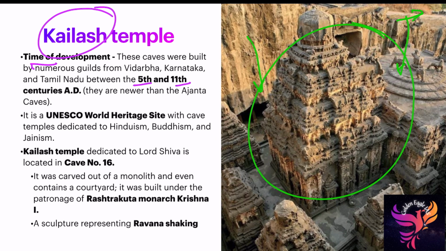So which one is the older? The statement can be asked: Ajanta caves are younger than Ellora caves. It's an incorrect statement. Then this one is also given a World Heritage Site certificate. The famous one, Kailash Nath temple, was in cave number 16. I'll show you the image at a later point. The Kailash temple was built during the Rashtrakuta monarch Krishna I. And one more famous one was Ravana shaking Mount Kailash.